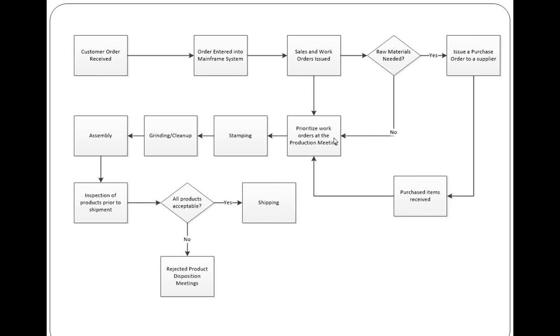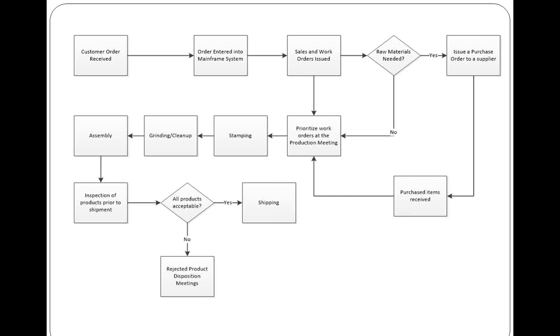When we look at this, we can see there are items in here. Shipping, maybe that's a process by itself. Perhaps we could look at stamping and grinding and assembly as steps by themselves. But then we have something like customer order received, order entered in the mainframe, sales and work orders issued. These are not processes by themselves, at least they don't appear to be that way. This appears very much as a process flow of a series of interacting processes.